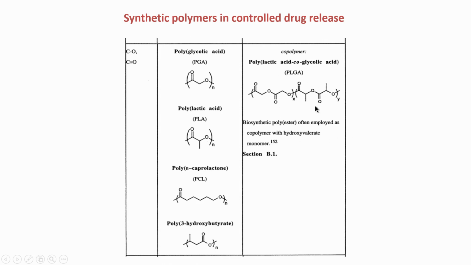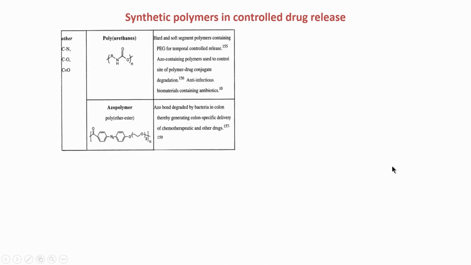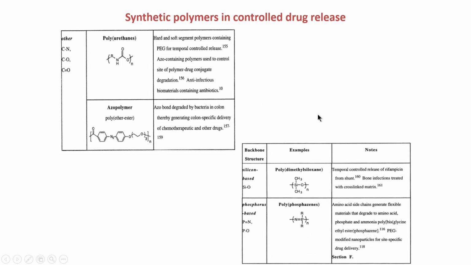The copolymer PLGA, one of the most widely used polymers out there. So all of these are there. Then you have other applications, polyurethanes used quite a lot for making blood vessels, and there are azopolymers. So different functional groups have different properties and different applications. You have silicone based implants used for breast implants, phosphorus based implants, and quite a bit used in terms of bone applications. So all of these are there.